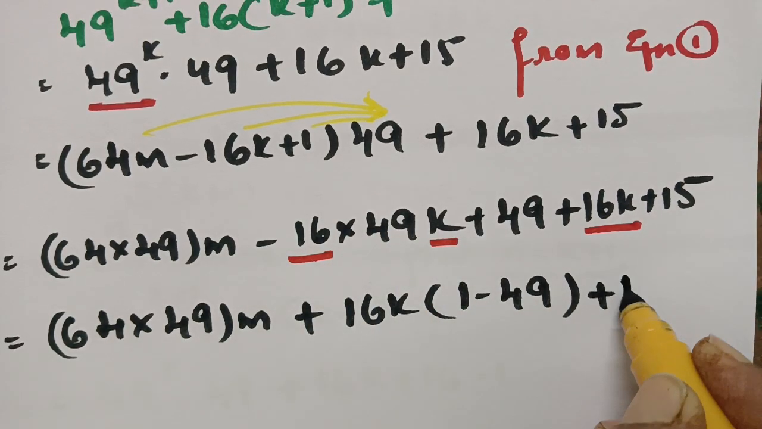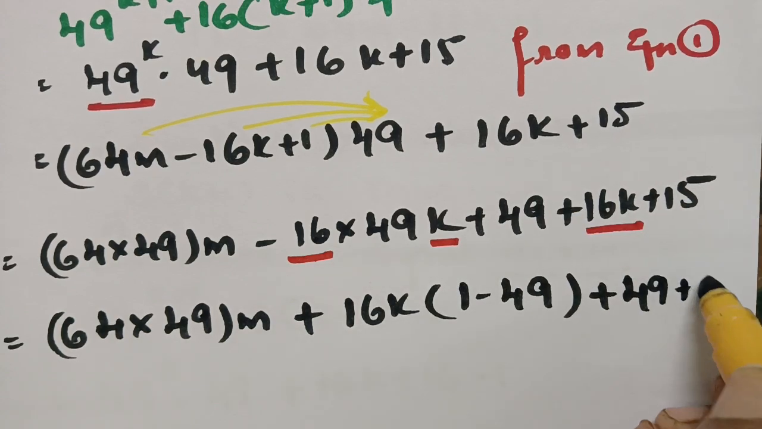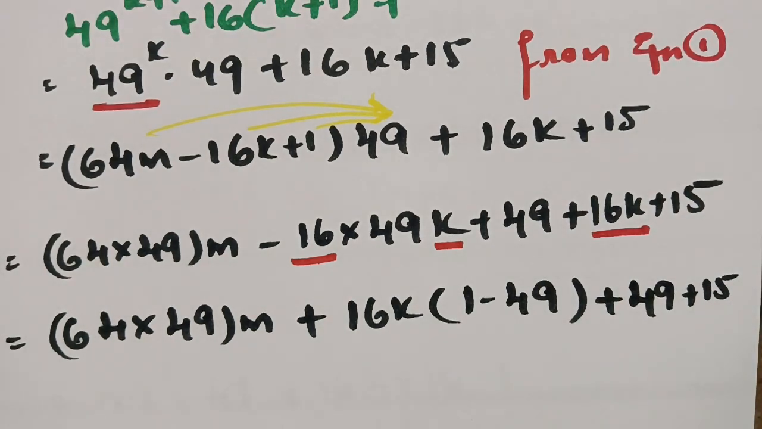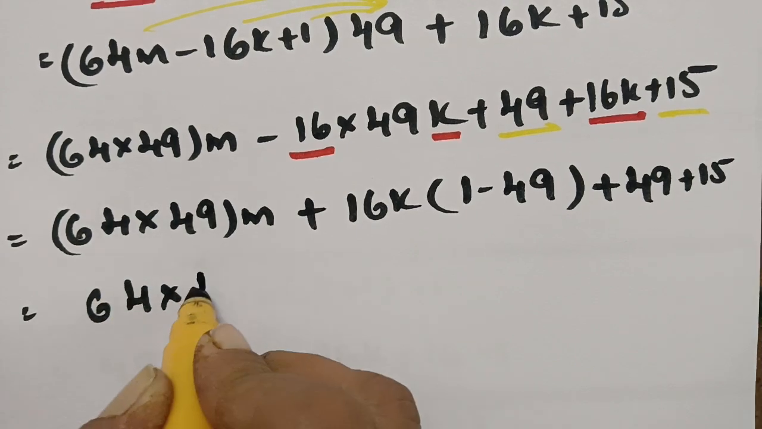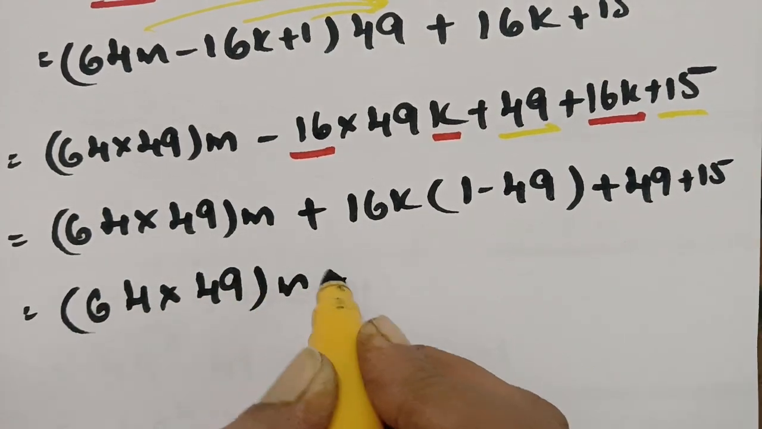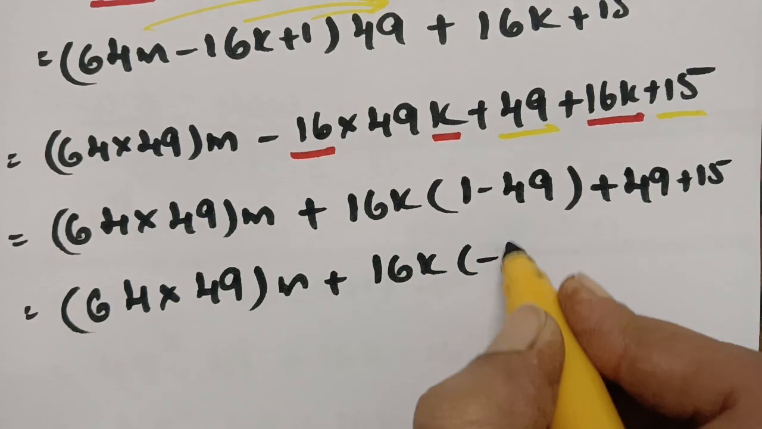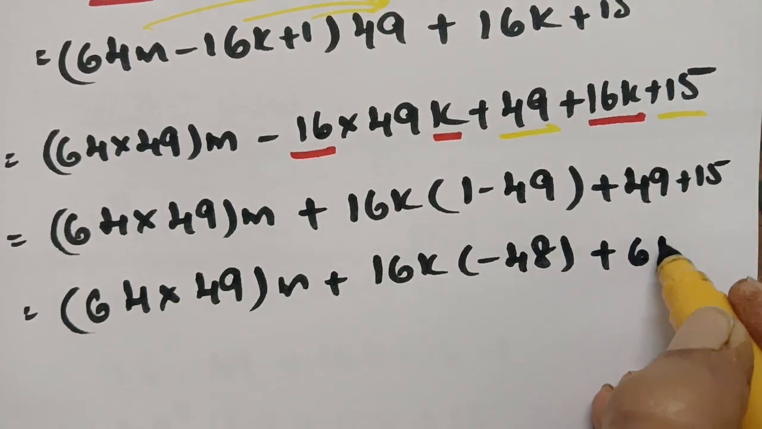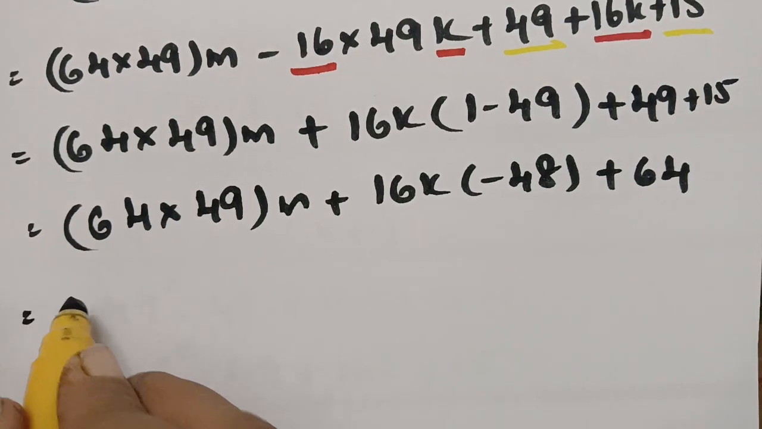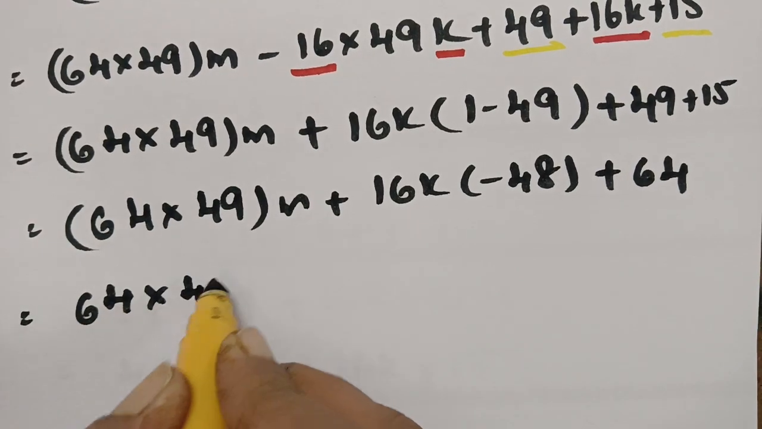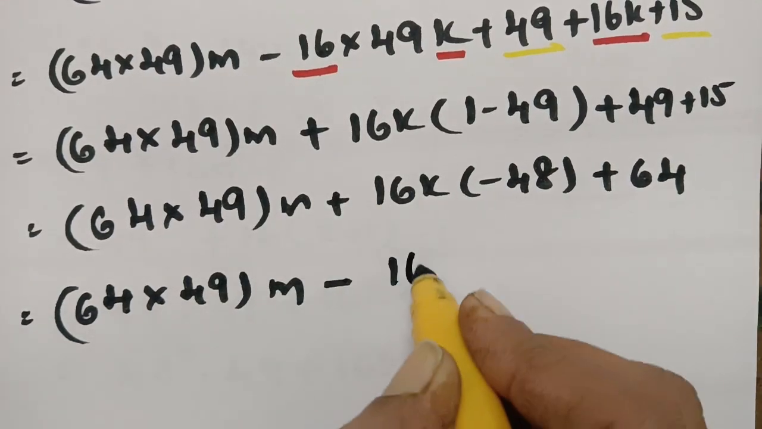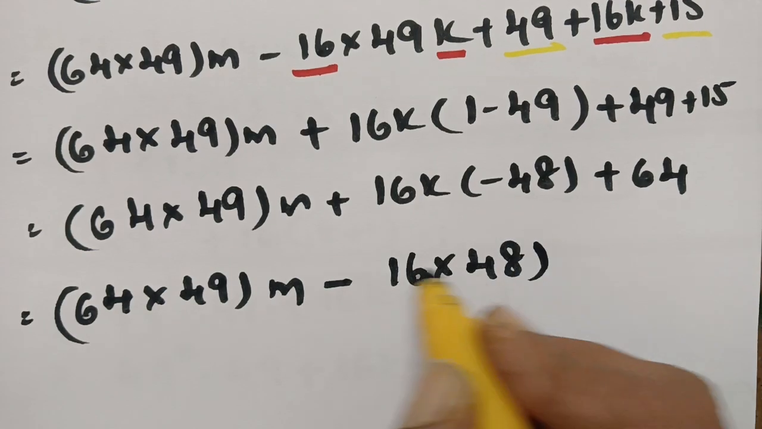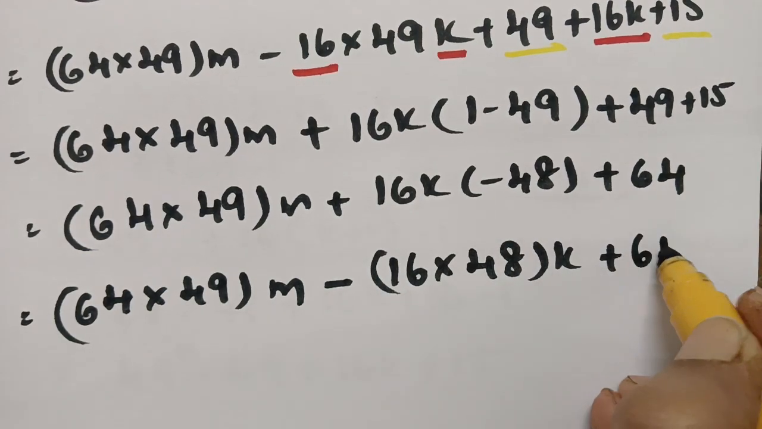Clear? Plus this is 49 plus 15. See here, this is 49, this is 15. And now see what happens here. So this will be 64 into 49m plus this is 16k, this is minus 48 and this is again 64. And clearly this is 64 into 49 into m. So plus into minus is minus 16 into 48. I am sending this k outside, plus 64.